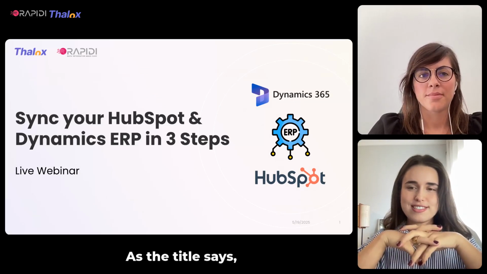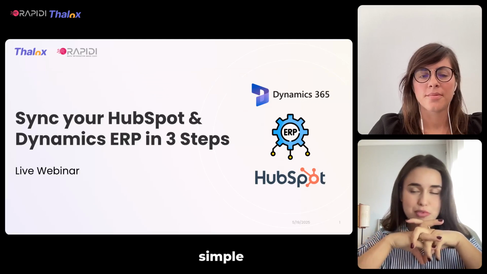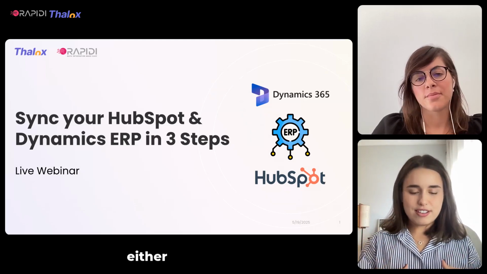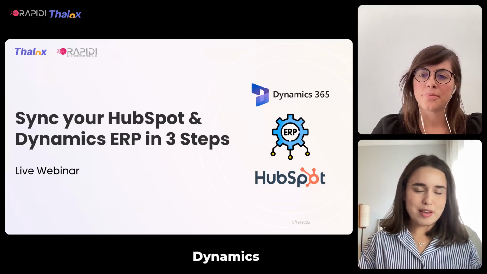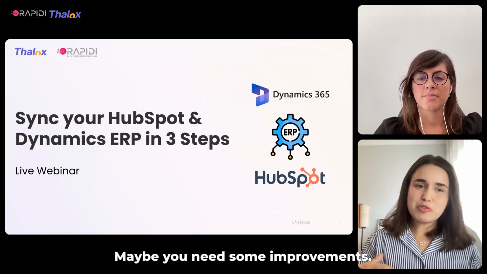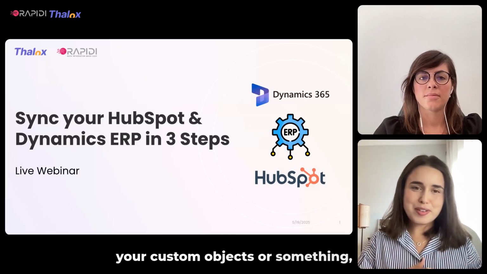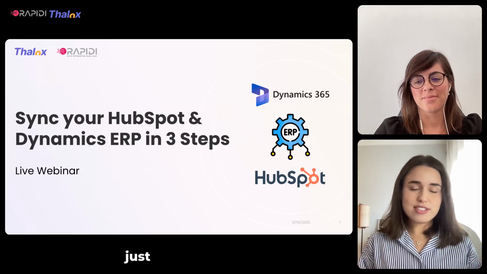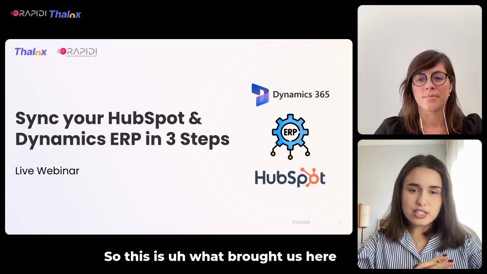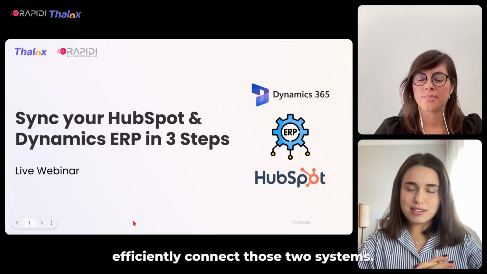As the title says, this is about syncing your HubSpot and Dynamics ERP in 3 simple steps. So if you're here, you probably currently have a connection with Dynamics ERP. It's maybe going well or maybe not. Maybe you need some improvements. Maybe you struggle mapping your custom objects, or maybe you don't have anything and you're just trying to explore ways to do it. So this is what brought us here today. We will show you how you can optimize and efficiently connect those two systems.